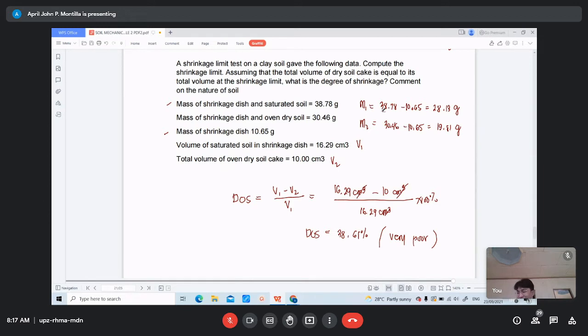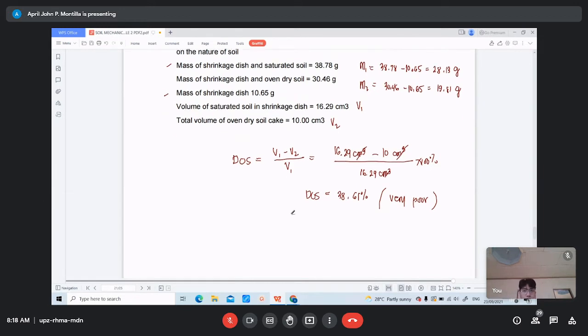Parang wala na. Compute the shrinkage limit, SL. O, napakadali niyan, SL. Direct substitution na yan. That is M1 minus M2 over M2 minus V1 minus V2 over V2 or M2 multiplied by density of water. So direct substitution lang tayo. Ang M1 ay 28. Nasa ilalim.